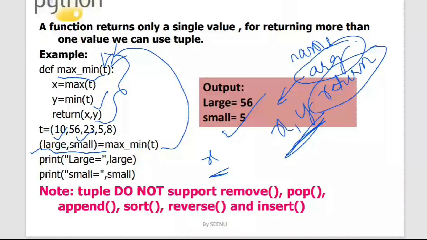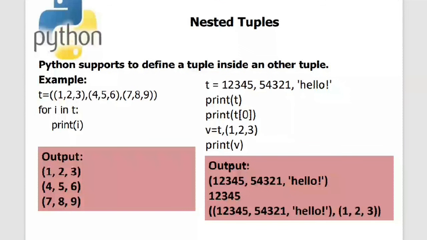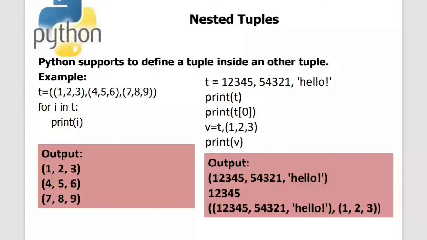Okay, so this is another program wherein we are trying to understand what nested tuples are. You can define a tuple inside a tuple. Here I have three elements inside the tuple, but each element is itself a tuple. That is what is called a nested tuple. Now, if you consider T, how many elements are there inside T? 3 elements. Very good.